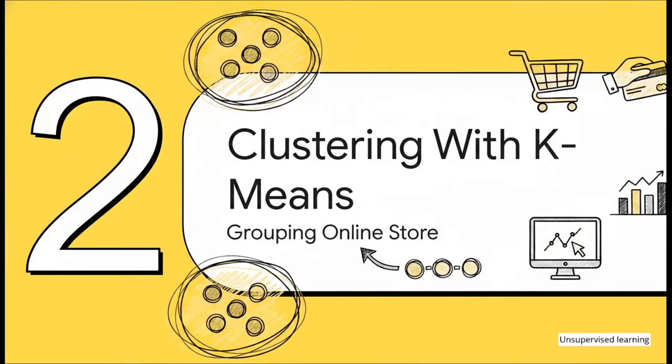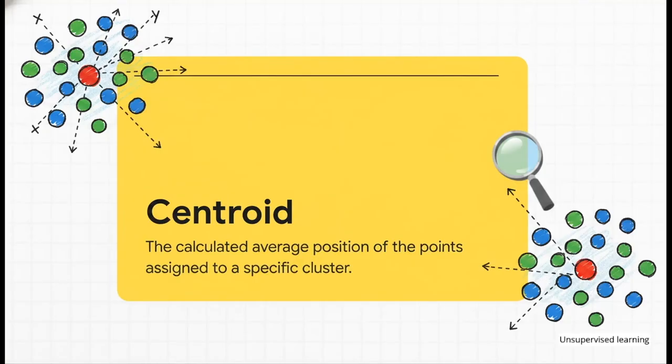Moving right along to Section 2, clustering with k-means, grouping the online store. So, going back to our online store vignette, let's say you want to naturally group your customers based on their monthly spending and website visits, so you're letting the data speak for itself. To do this, we use k-means clustering.